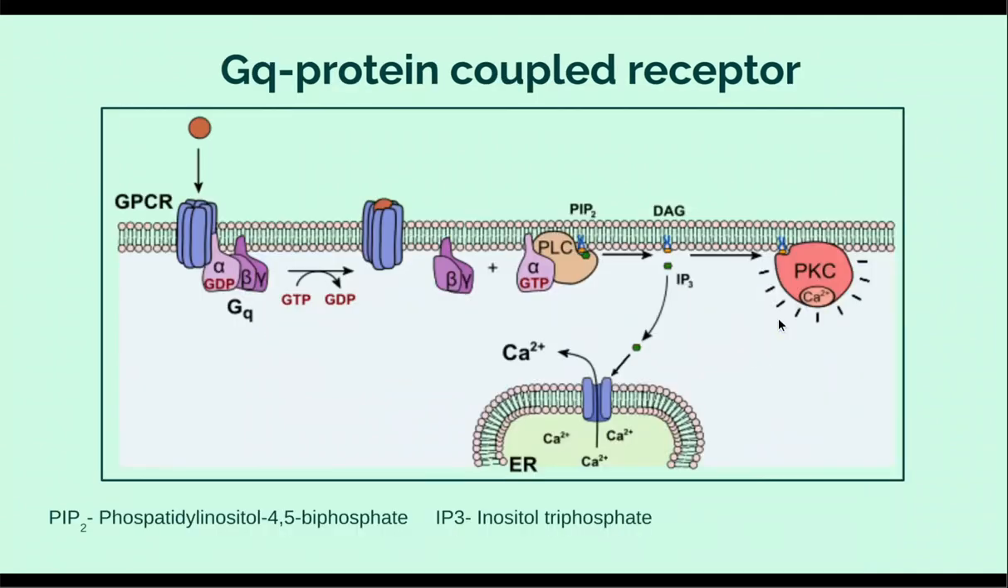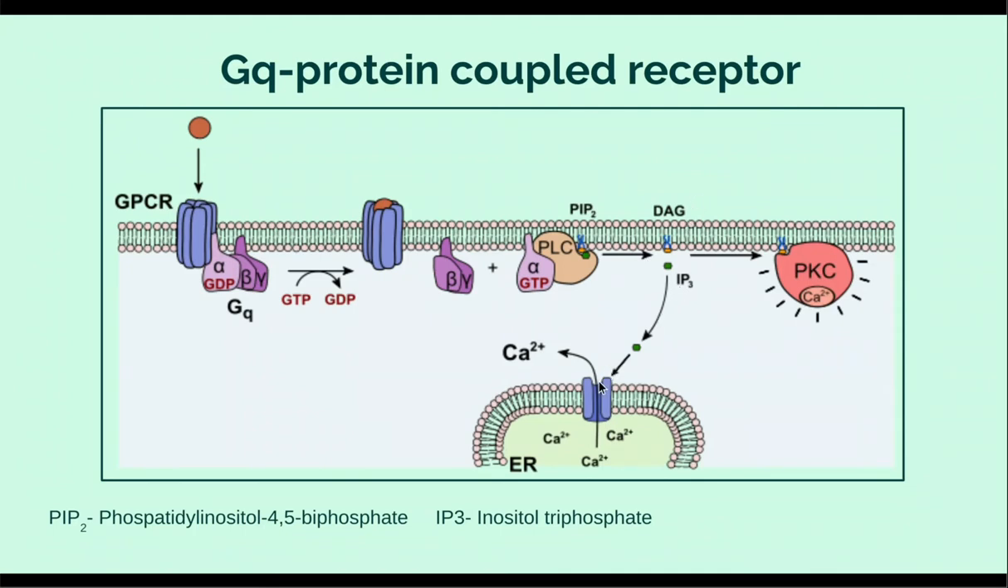And then you have GQ. So initially the mechanism is the same, but the alpha GDP complex actually goes and activates phospholipase C. This cleaves phosphatidyl inositol 4,5-biphosphate into IP3, which is inositol triphosphate, and diacylglycerol.